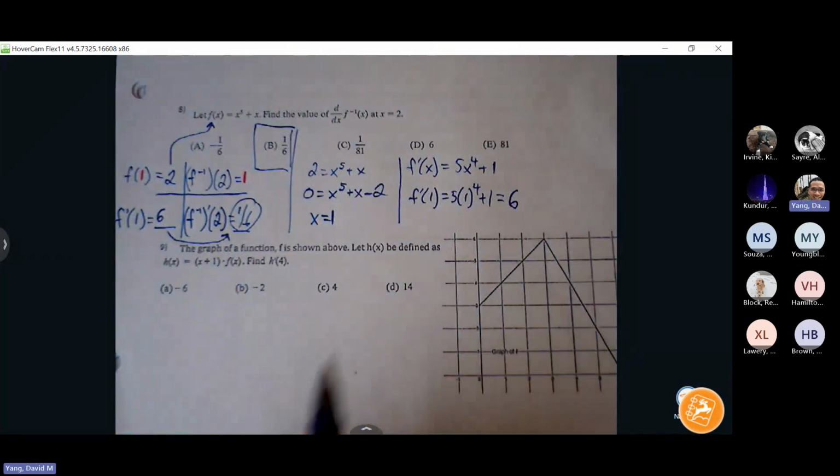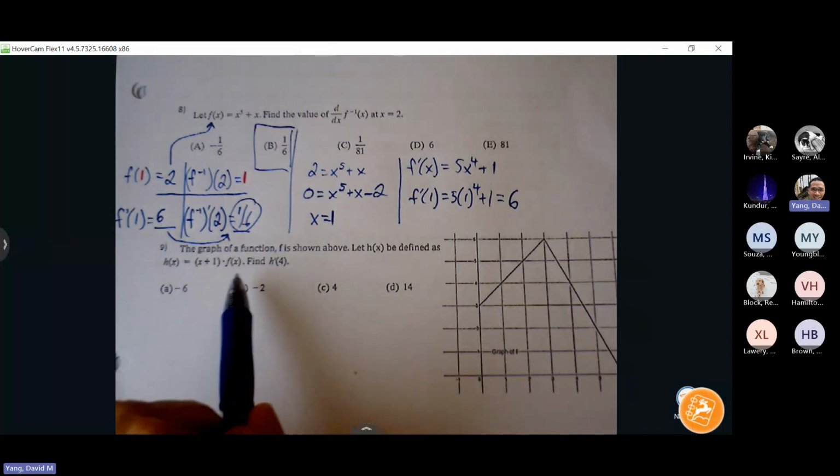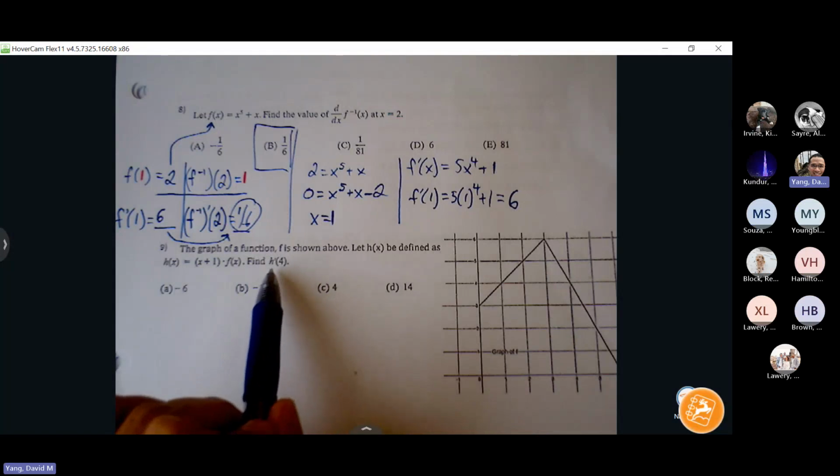Okay, number 9, graph of a function is shown. Let h be defined as x plus 1 times f of x. Find h prime of 4. So to get to h prime of 4, I have to get to h prime of x.